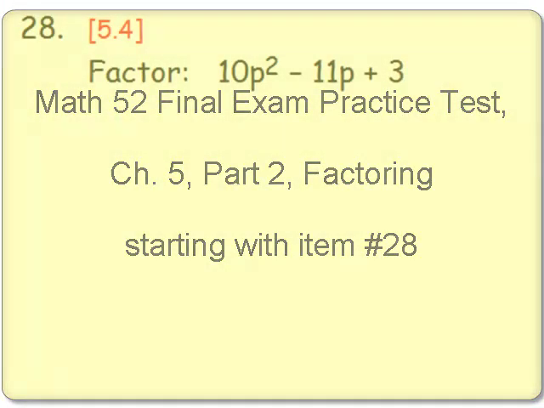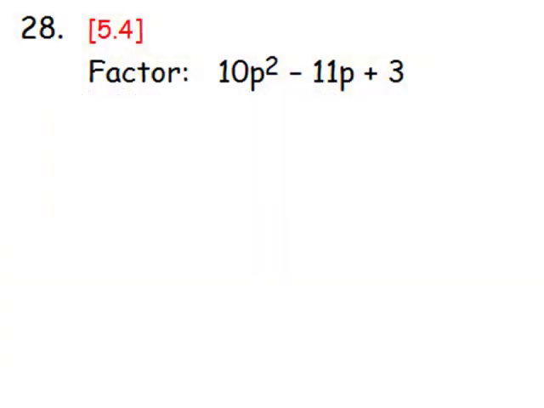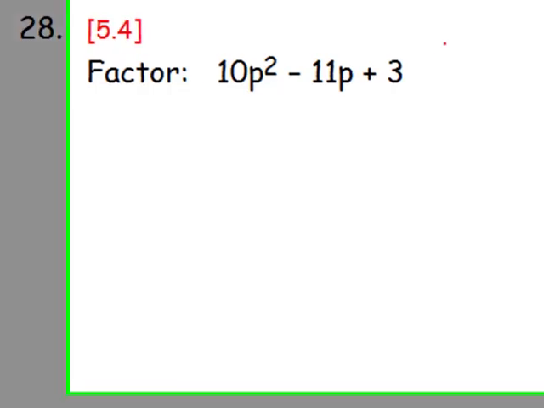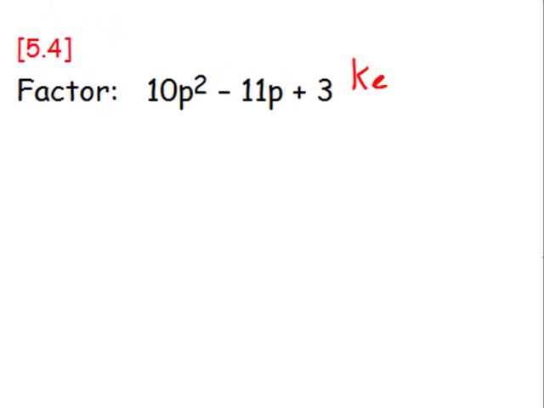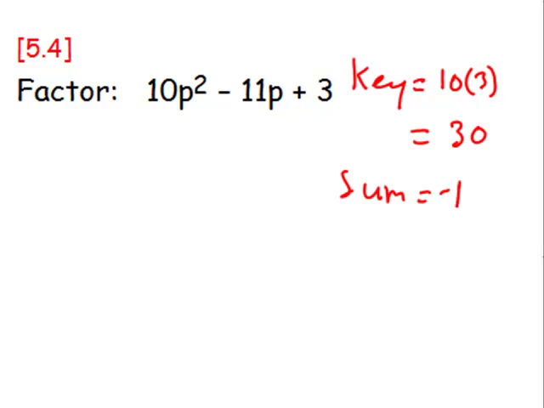Number 28, same idea. Key number is 10 times 3, which is 30. Sum number is negative 11. So 30 to make negative 11 has got to be negative 5 and negative 6.